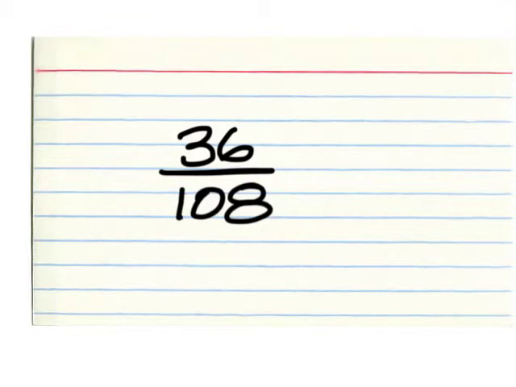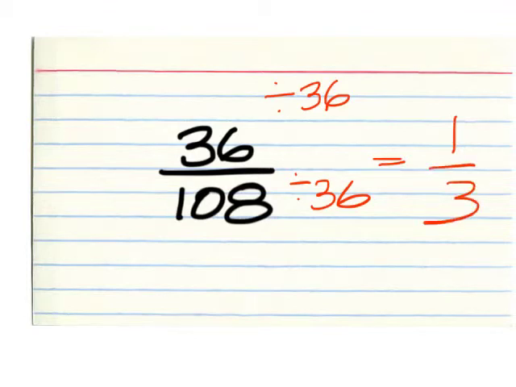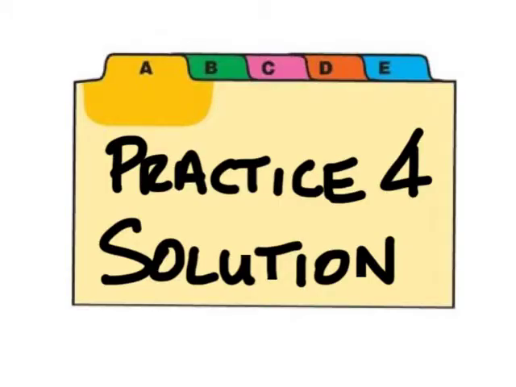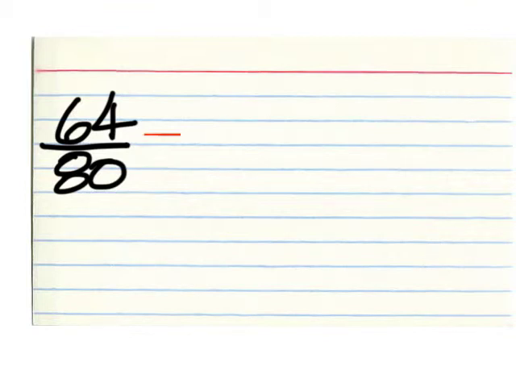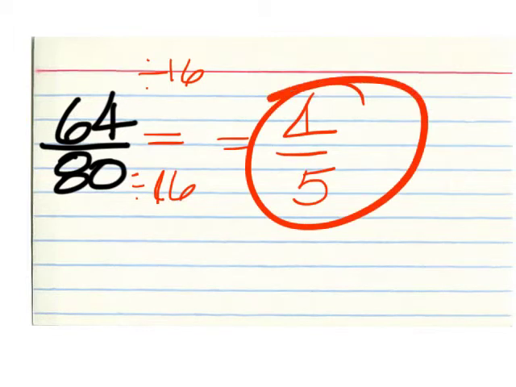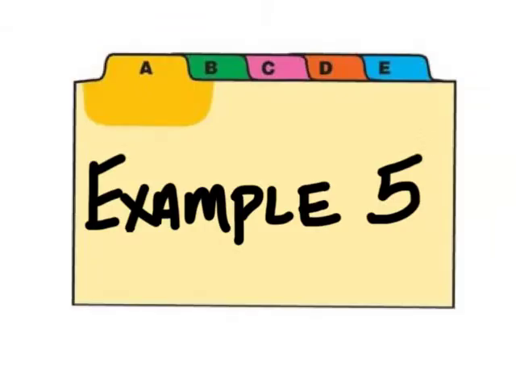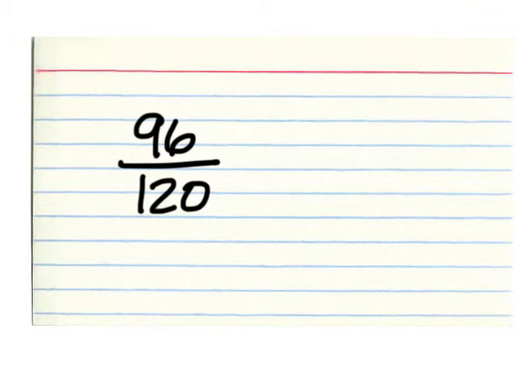Bonus 8. 36 over 108. The highest number that goes into 36 and 108 is 36. So that's 1 over 3. Solution here. You can do division by 16 to get the answer, which would be 4 over 5. Or cut them down by 2's. Example number 5.